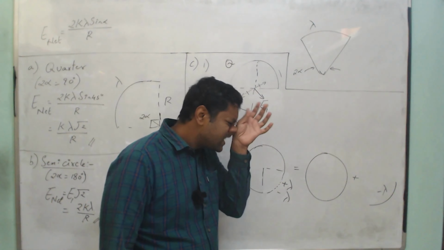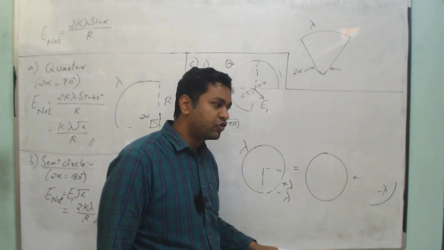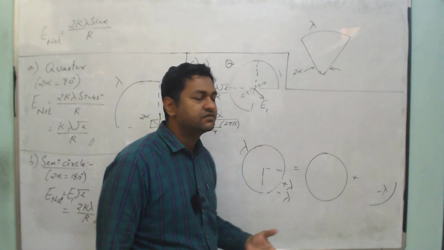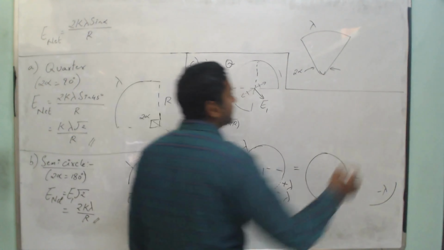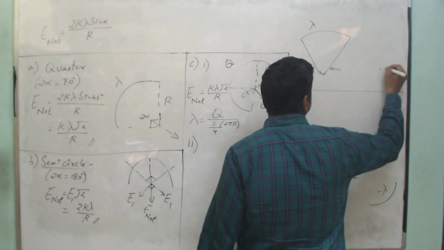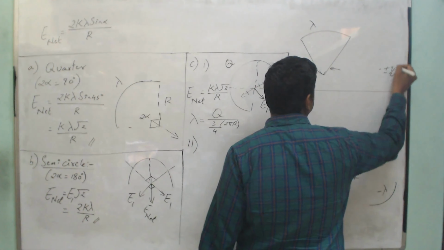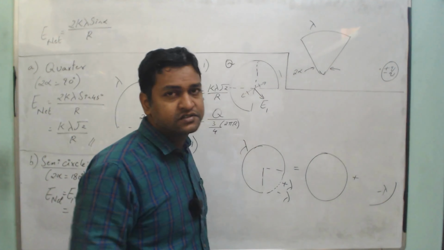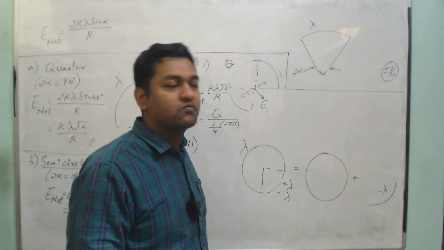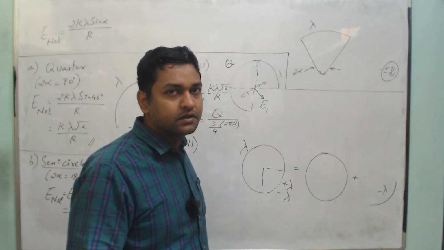Why is that so? Because charge is conserved. What do I mean by charge is conserved? If at a point I have a charge of plus q, and at the same point I say I have a charge minus q, my total charge at that point can be treated as 0. It will be 0. Correct?